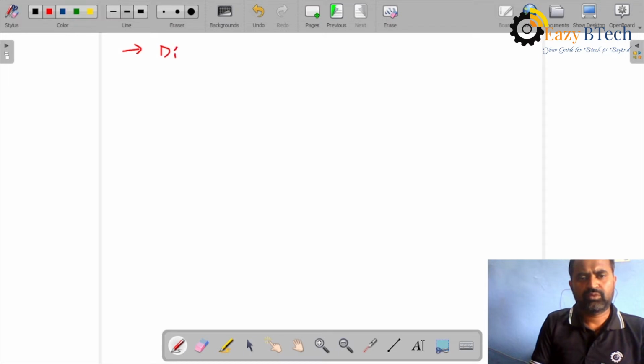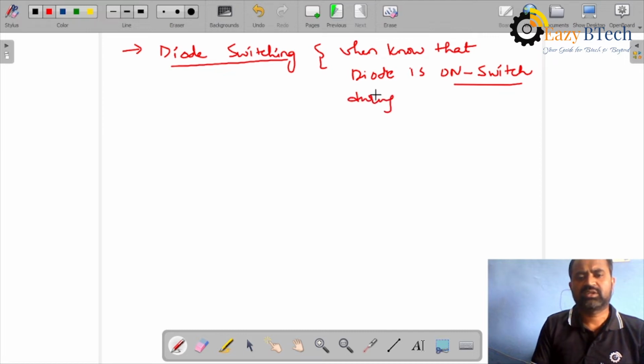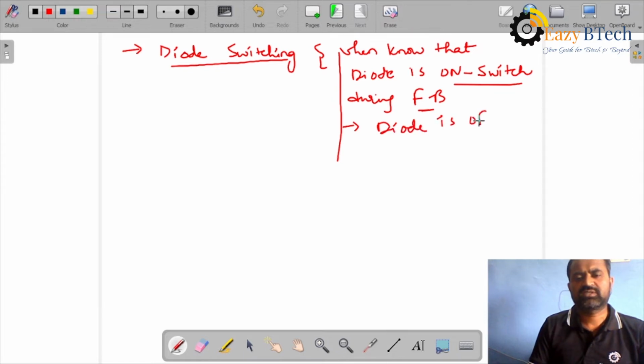Diode switching. Okay, we know that a diode is an on switch during forward bias. Next, a diode is an off switch during reverse bias. These are the basic switching.